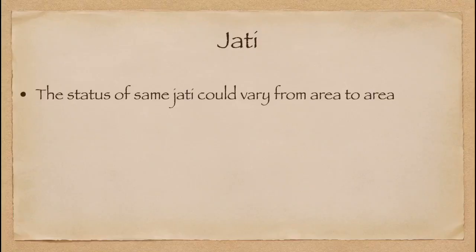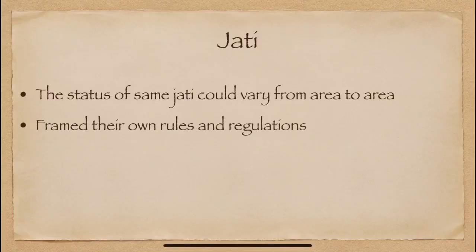Say you have three Punjabi friends. All of them are very rich and very kind. So obviously you will think that all Punjabis are very rich and very kind people. But if your friends are poor and ill-mannered, then you will think that all Punjabis are not good. So that is how at that time, based on the status of the people living in an area, the status of jatis varied. Also, every jati formed their own rules and regulations.